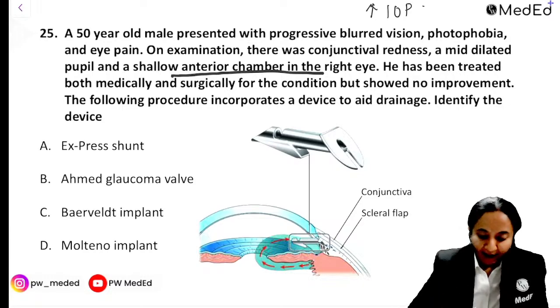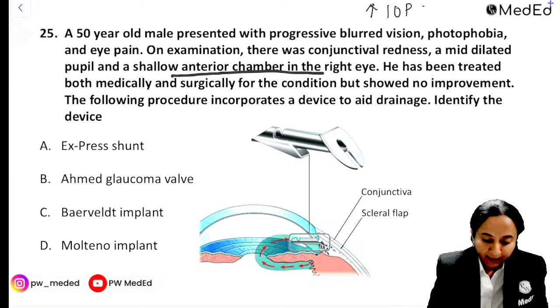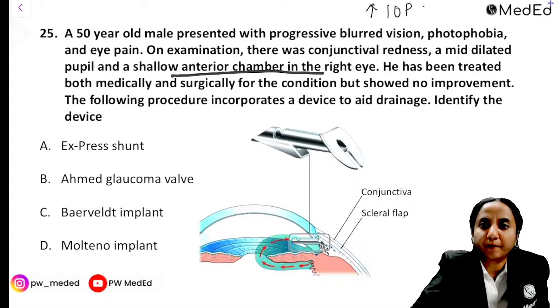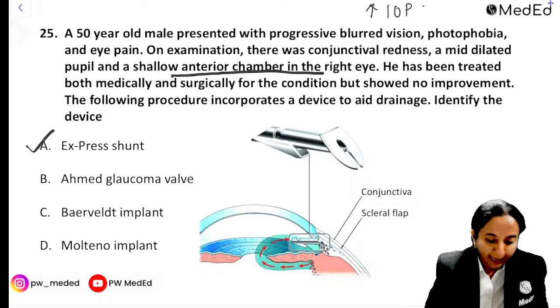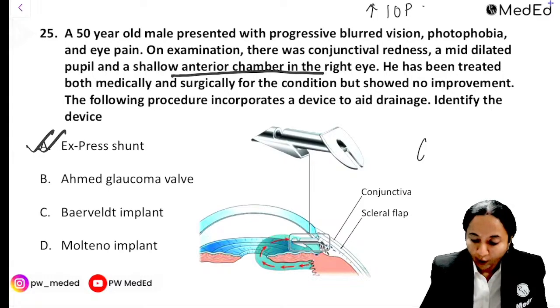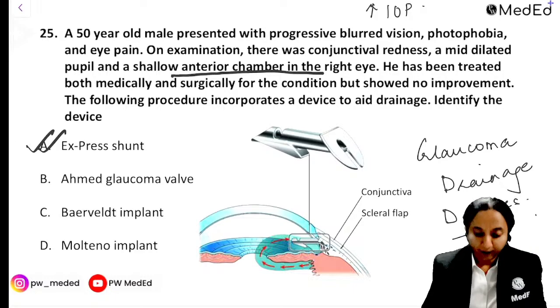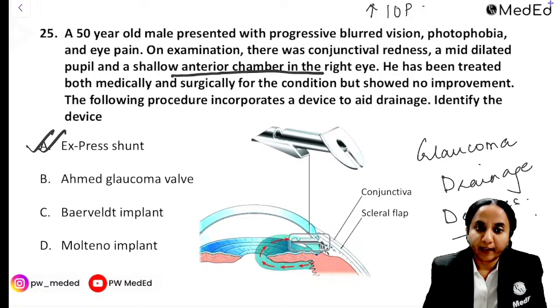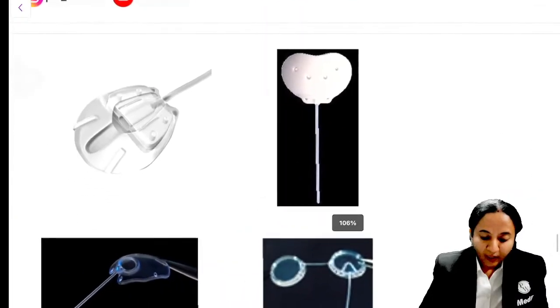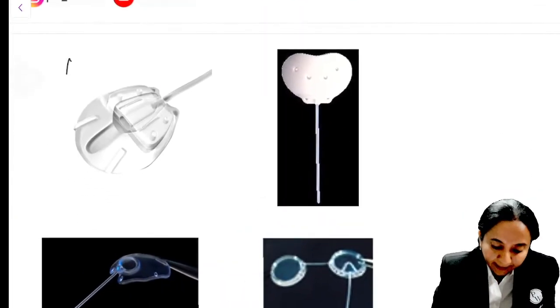See, the device that has been used here, this is an express shunt. These are actually glaucoma drainage devices. I just wanted to show you the pictures of a few drainage devices. So, this is the express shunt that you can see. Now, this that you see here, this is an Ahmed glaucoma valve.